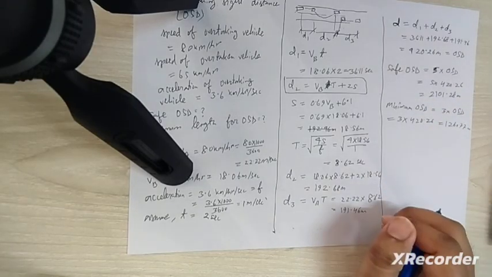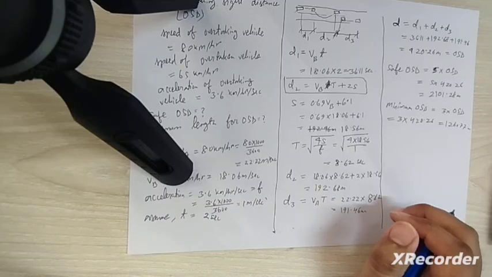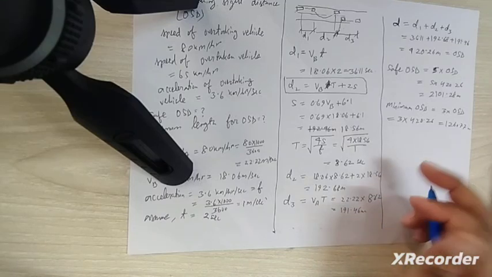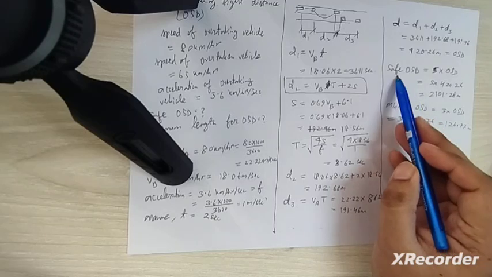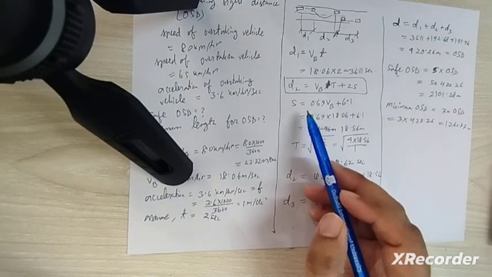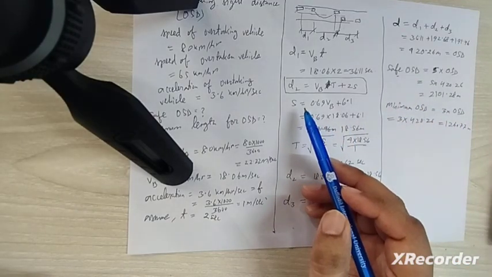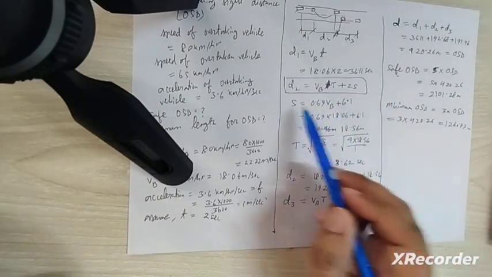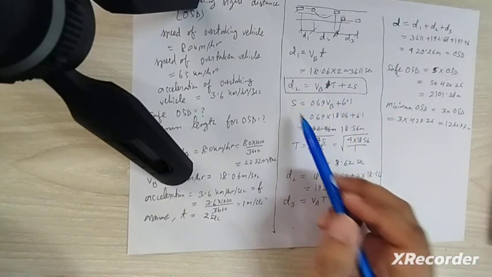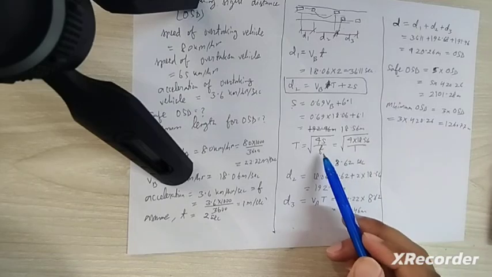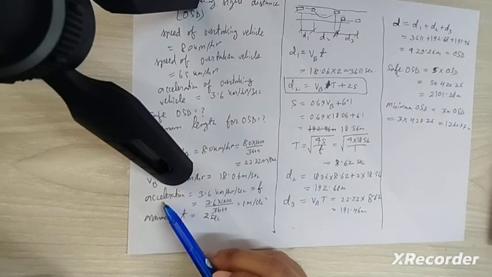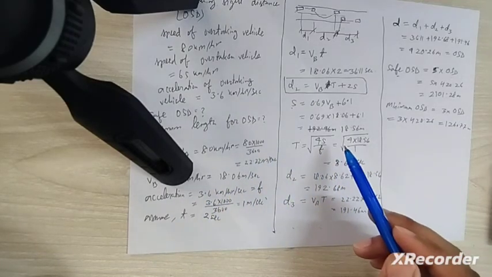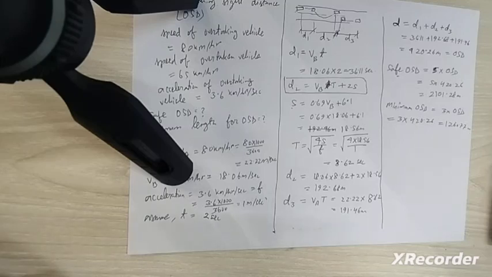So that's it, all about this math. We have to calculate the three distances, and summing them up will give us the OSD. Using the formula we can calculate the safe distance and the minimum distance, and there is a formula for each of D1, D2 and D3. There are two numerical coefficients, S and capital T. We have to calculate these, and f is the acceleration of the overtaking vehicle. So that's all about this calculation.